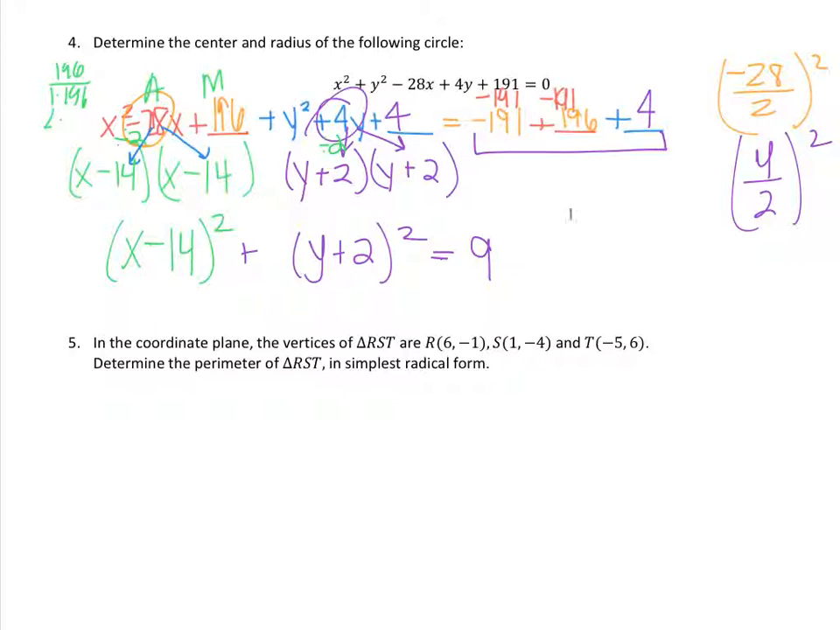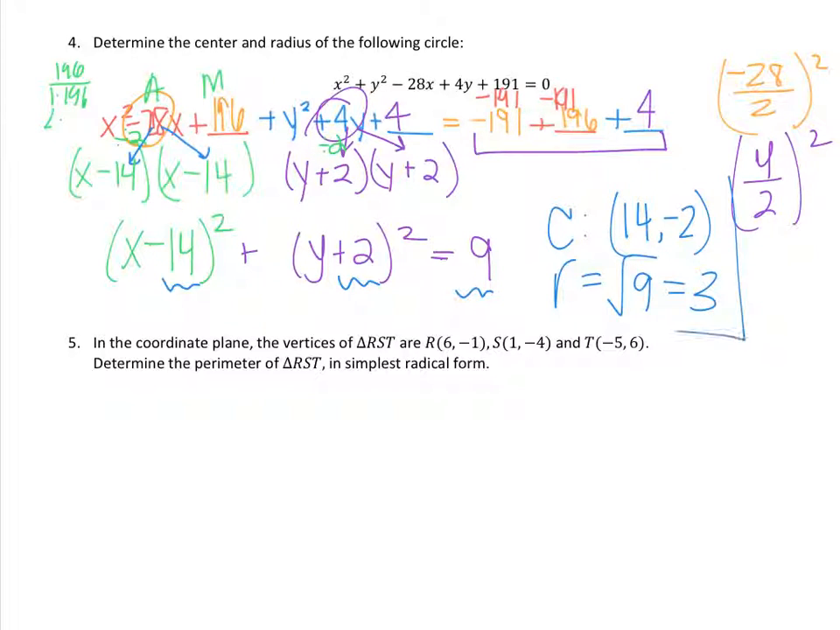Now we're not done because it does ask for the center and for the radius. So remember that you have to negate the values, negative 14, positive 2, negate them, switch their signs. And then for the radius, we have to take the square root of that value, meaning we get 3.